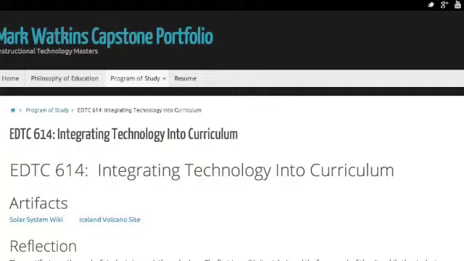So the artifacts that I selected for this page of the Capstone portfolio are both student projects. They were both summative assessments that were designed with technology integration in mind. The first is a solar system wiki, in which the students were tasked with designing a mission to colonize another planet, or in one group of students' case, the moon of another planet. And the Iceland volcano site is the effort of two students who are attempting to predict a natural disaster, and then research and develop technologies and plans to help assist in minimizing the damage.